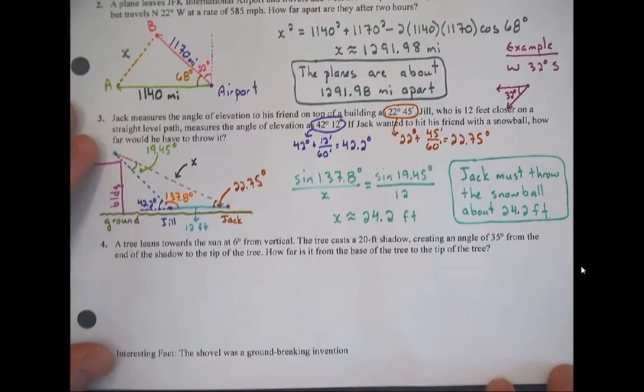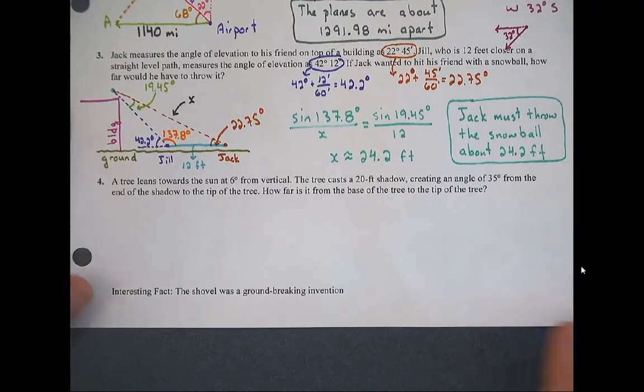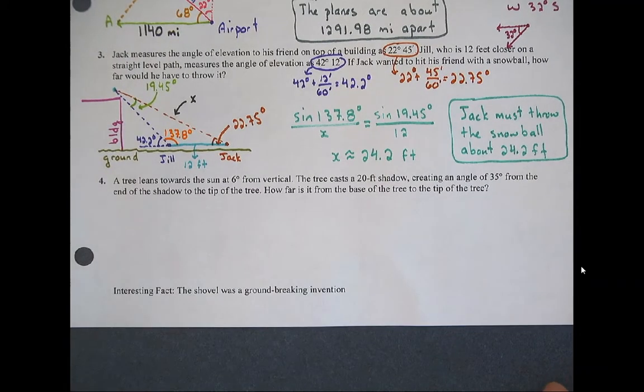All right, last example for this whole section, actually, isn't it? Yeah, this 7.8 is the last one. A tree leans towards the sun at 6 degrees from vertical. The tree casts a 20-foot shadow, creating an angle of 35 degrees from the end of the shadow to the tip of the tree. How far is it from the base of the tree to the tip of the tree?